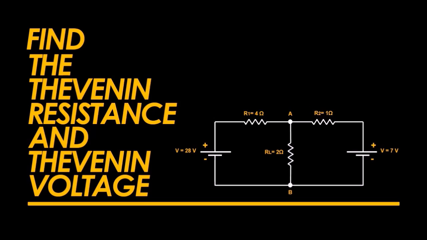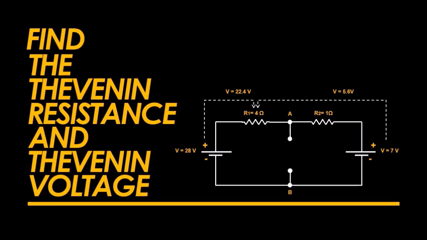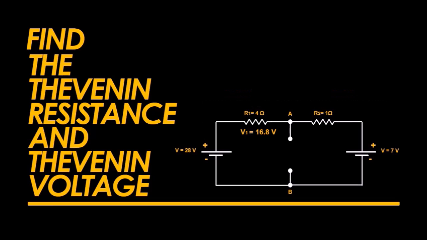Now, let's try to find the Thevenin resistance and Thevenin voltage from the given circuit below. First, disconnect R sub L to find the voltage across terminal AB. Now, the voltage produced by the 28-volt voltage source on the 4 ohm resistor is 22.4 volts. The voltage produced by the 7-volt battery on the 4 ohm resistor is 5.6 volts. Therefore, the voltage across V sub 1 is 22.4 volts minus 5.6 volts, which equates to 16.8 volts.